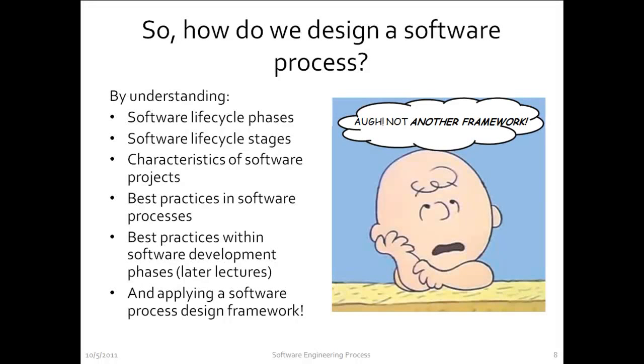So, how do we design a software process? We start by understanding software lifecycle phases, software lifecycle stages, the characteristics of software projects, the best practices in software processes, and then the best practices within each of the software development phases. By the way, we'll do this last thing in the later lectures, not in this one. And then after we understand all this, we then apply a software process design framework.